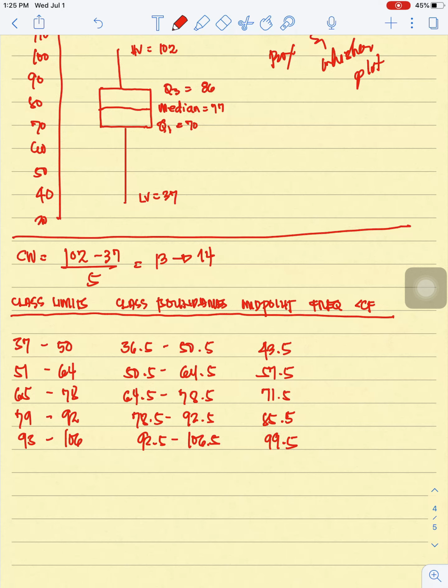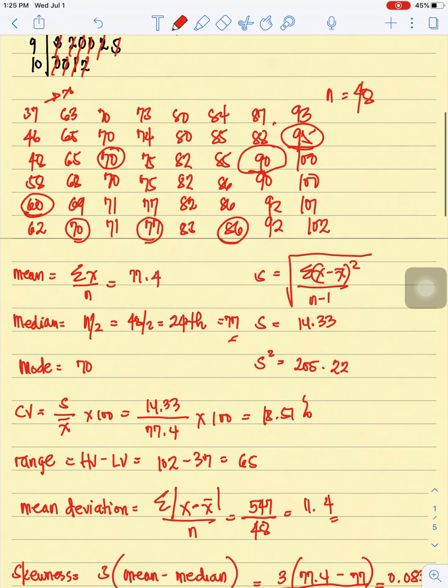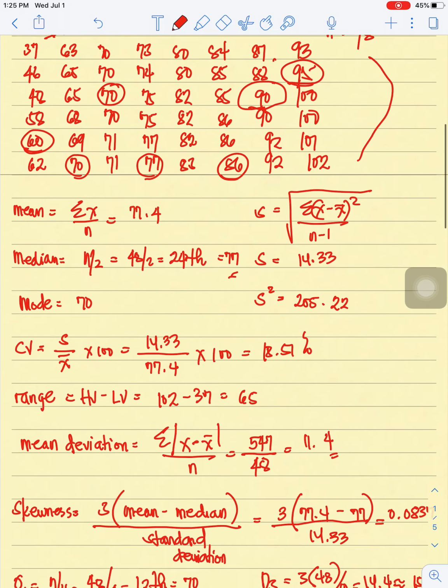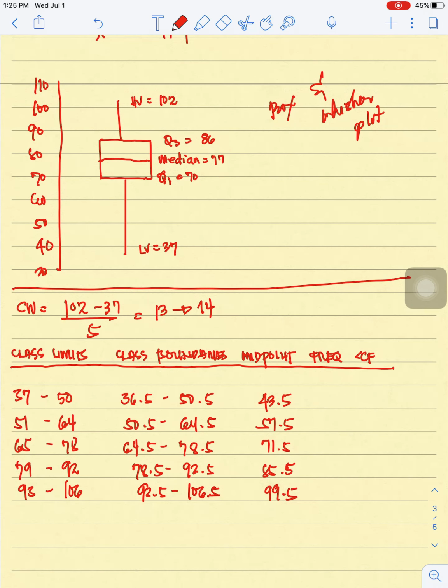Okay, the next is the frequency. I already tallied all our data values from this ungrouped data, so let me just list down all the frequencies here. For 37 to 50, I counted 3 values that fall in that class. Then 51 to 64, we have 4. Again, you can just count or tally the values that fall in these classes.